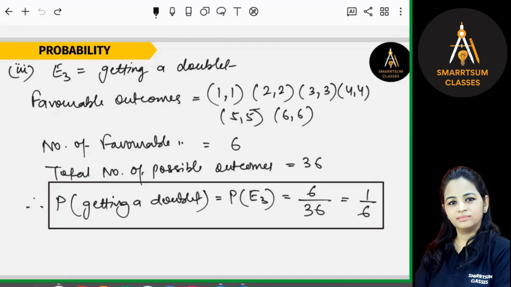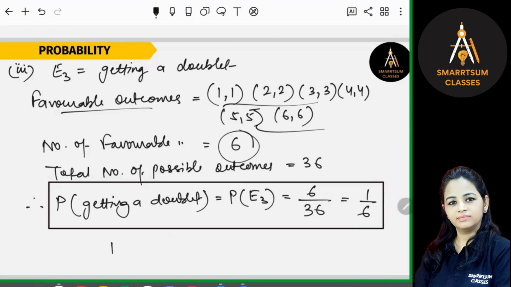First identify what the event is, then according to that event, find out the favorable outcomes, as we have done here and in all other parts. Then count these favorable outcomes. That will be the number of favorable outcomes, and then we can easily find out the probability.